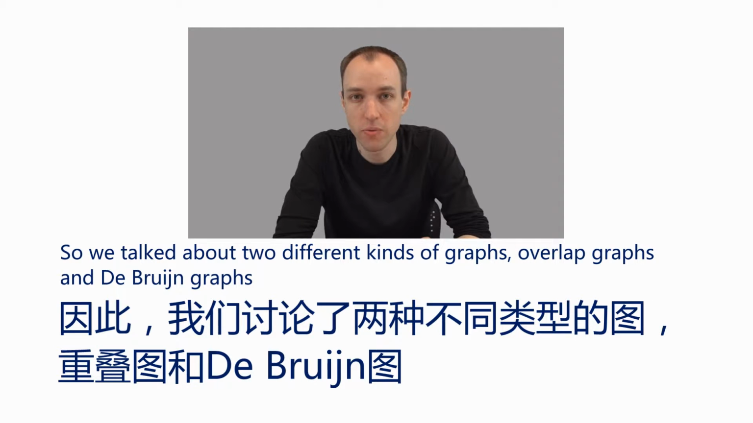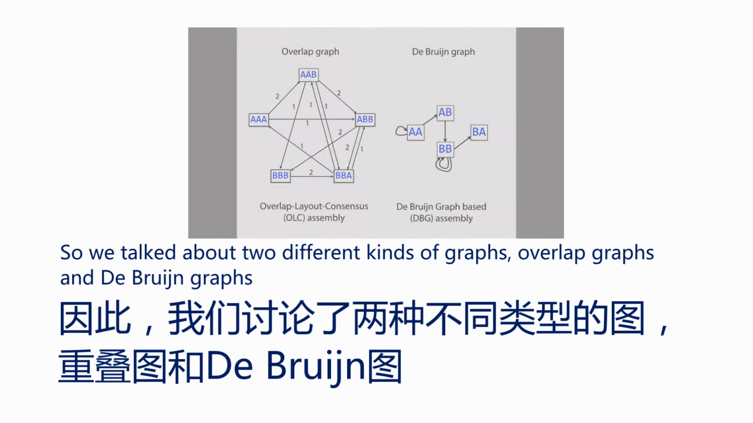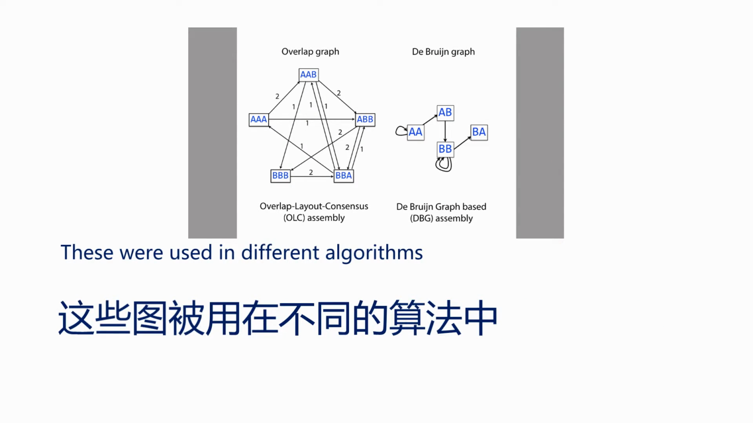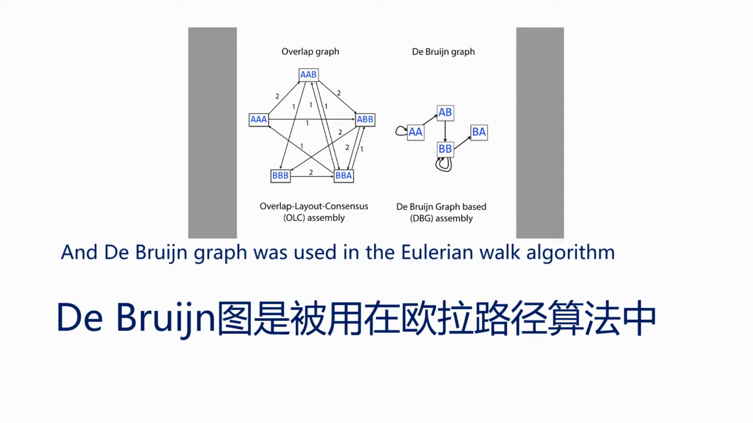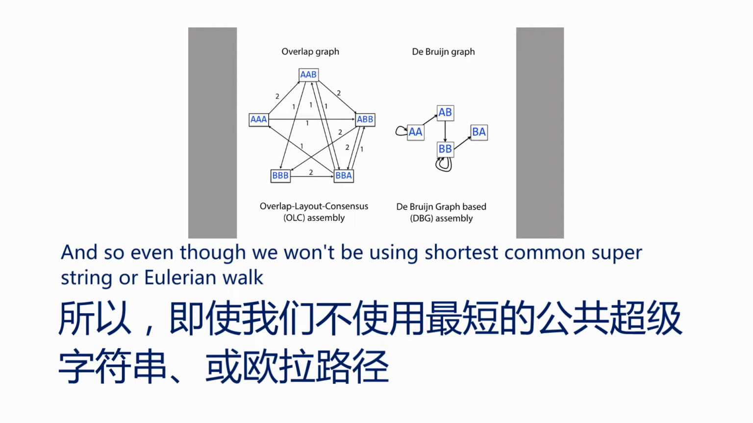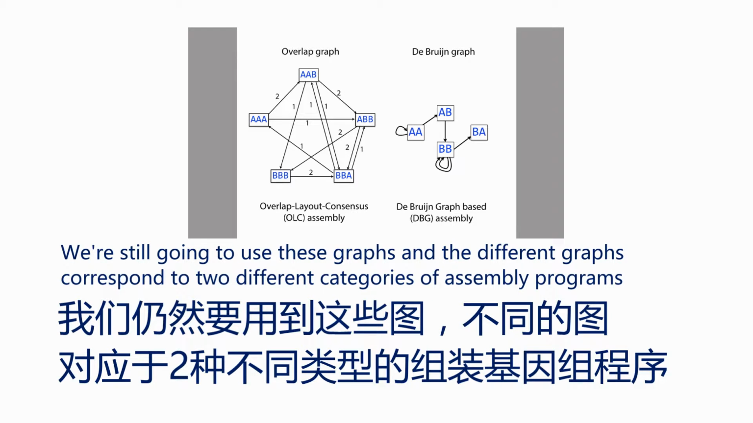So we talked about two different kinds of graphs, overlap graphs and de Bruijn graphs. These were used in different algorithms. The overlap graph was used in shortest common superstring, and the de Bruijn graph was used in the Eulerian walk algorithm. And so even though we won't be using shortest common superstring or Eulerian walk, we're still going to use these graphs. And the different graphs correspond to two different categories of assembly programs.